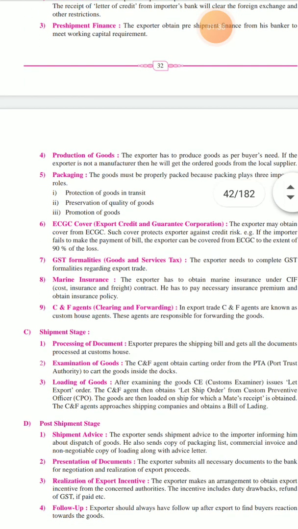And next is the shipment stage. Shipment means the cargo is in the ship. There is a procedure, that is processing of documents and examination of goods. Goods will be examined to check whether they are harmful goods, hazardous goods, or customer friendly goods. They will be examined inside the dock area. And the next is loading of goods. The goods will be loaded in the cargo. Who will take care of that? The customs examiner will take care of that.